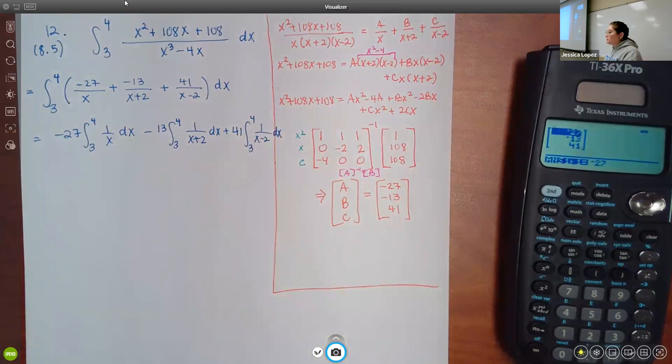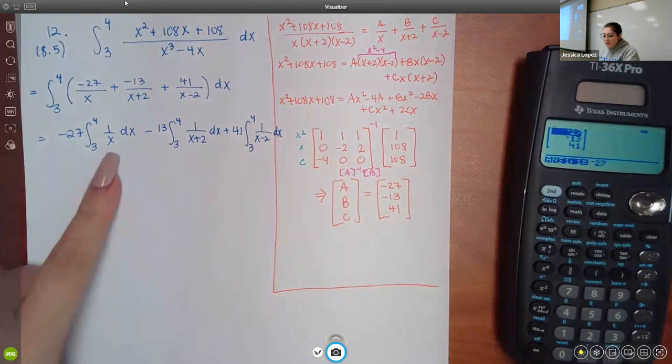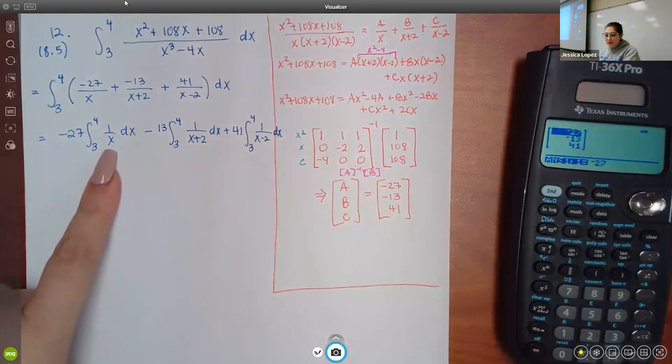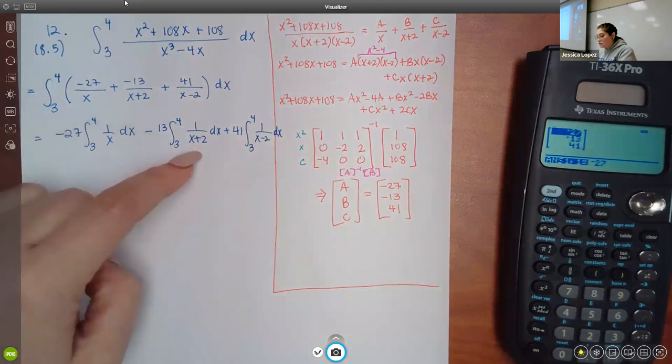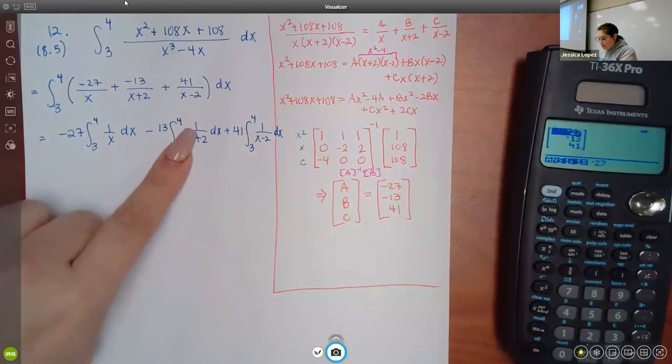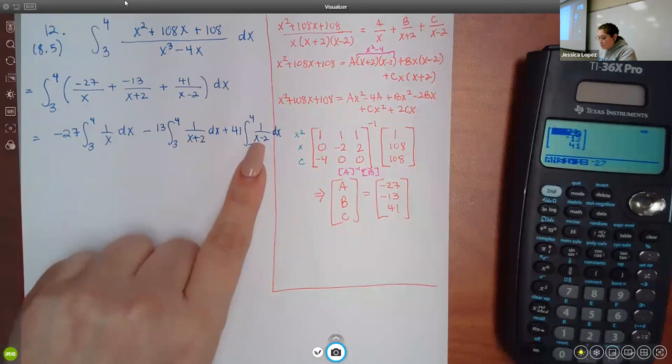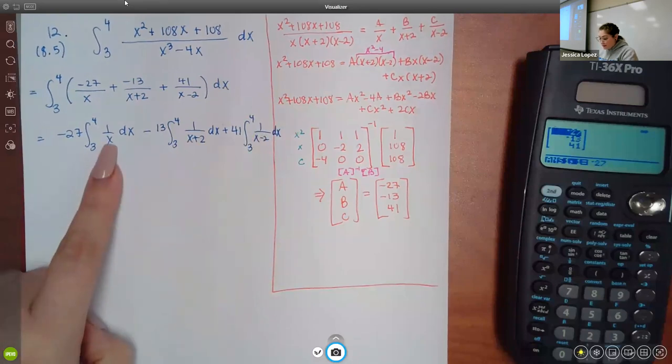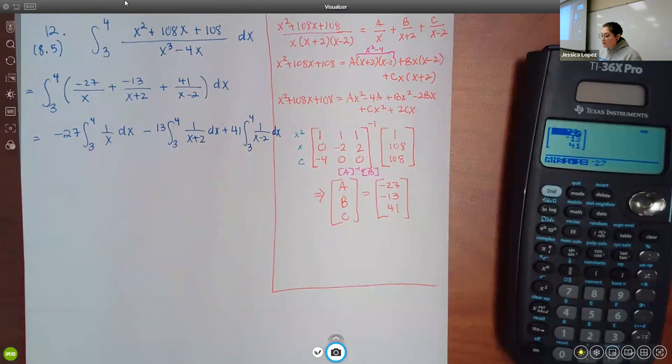And if you notice, you don't really need to use substitution, although that is what's happening. This one matches what's in the note sheet. But as long as you have the denominator's derivative in the numerator, you can apply the rule that says the integral of du over u is ln of u. So the derivative of x plus 2 is 1. The derivative of x minus 2 is 1. And the derivative of x is 1. So I have all my derivatives on top of my original denominators.